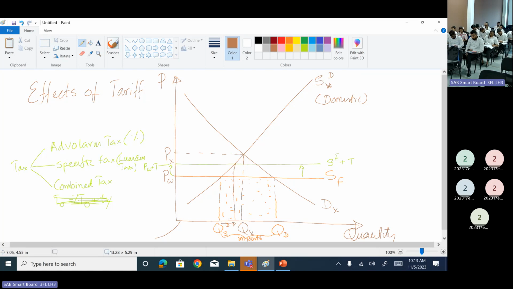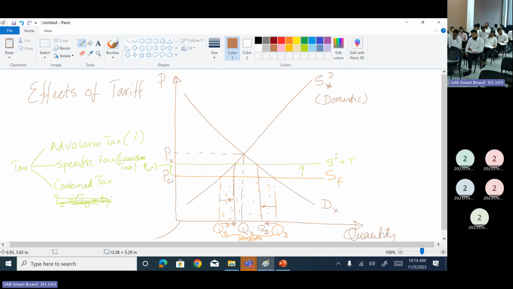Domestic supply increase. And at higher price, demand is reduced, no? Demand for the product, QD, price, right? Demand is discouraged, right? And when the price increases, what will it be like? So domestic supply increases, and consumption decreases. Demand decreases.